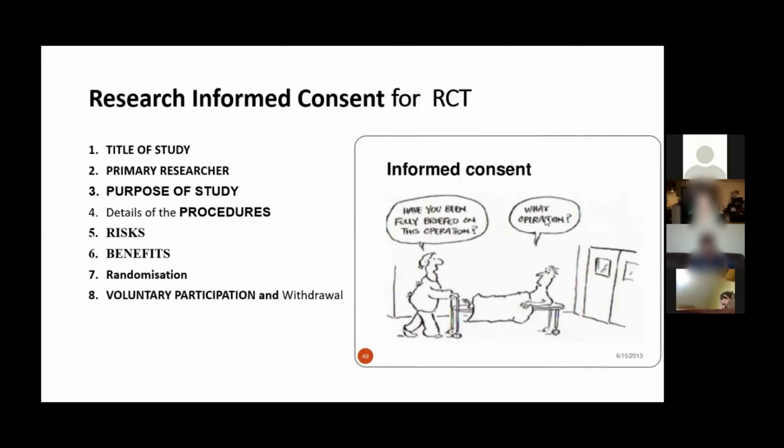And the very good thing, you have to mention that the patient has the right to withdraw from this research at any time. Okay, that's a very important point in your consent. And confidentiality, so you have to mention that the patient name, patient detail will not be involved in your study. So anonymous, everything could be anonymous.